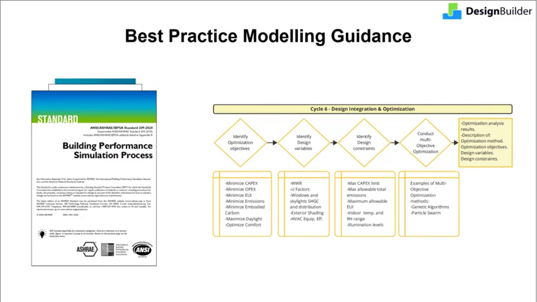Similarly, modeling cycle 6 requires performing multi-objective optimization using genetic algorithms to find the best design options. You first identify optimization objectives, variables, and constraints. The objectives and constraints can be cost, energy, carbon, or comfort parameters, and design variable options can include window to wall ratio, U values, shading, HVAC equipment, etc. DesignBuilder optimization and other parametric tools within the software are fully equipped to handle all standard 209 modeling requirements.